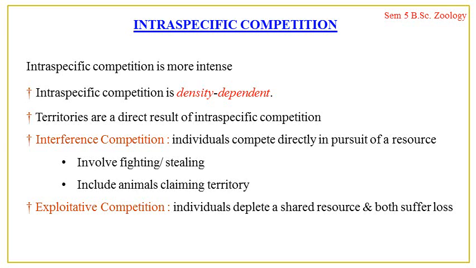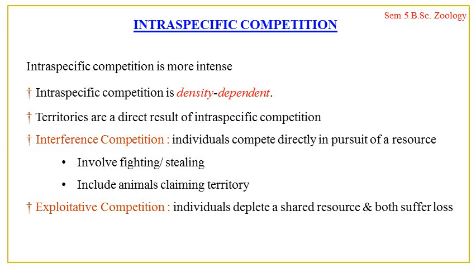Now, direct competition is one where individuals compete directly, okay? And one type of direct competition is interference competition. You can see over there, the first one cited, interference competition. Here, members of the same species directly compete for the limited resource. And this can involve direct fighting, stealing, or even combat. This also involves animals claiming a territory. Okay. You know what territory marking is, which we have already seen in the first module, right? Territory and home range, what are the differences between them?